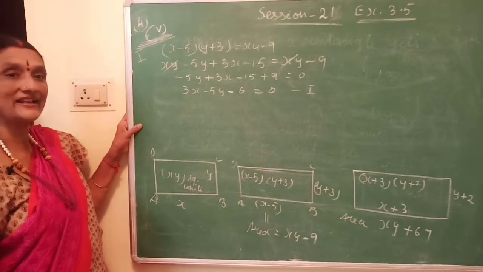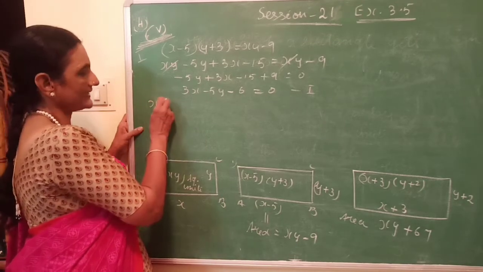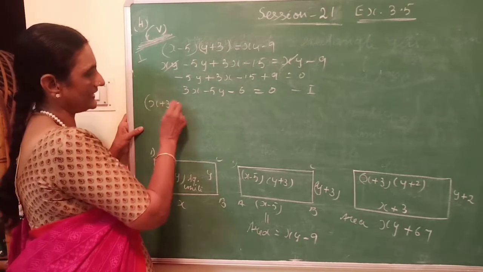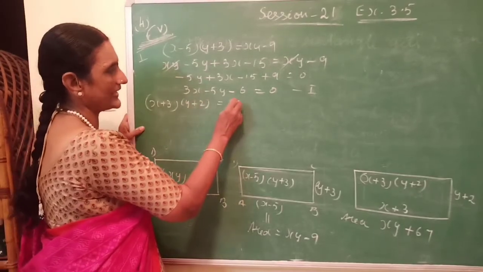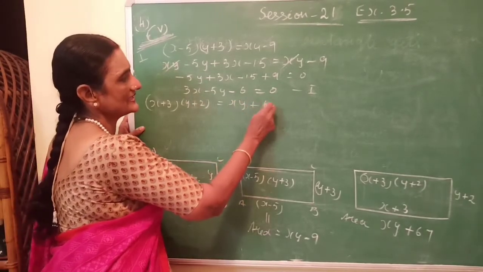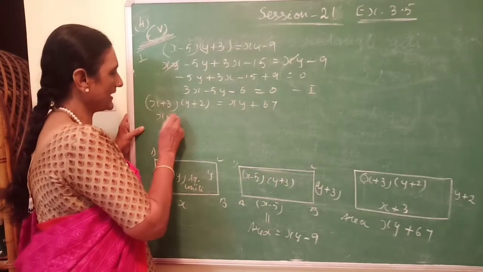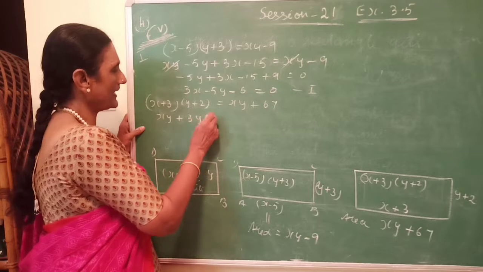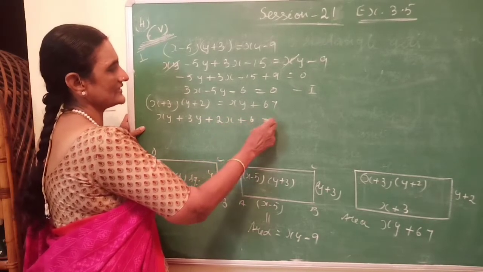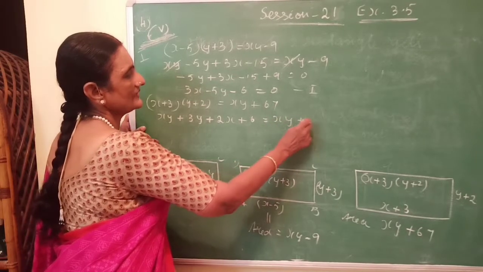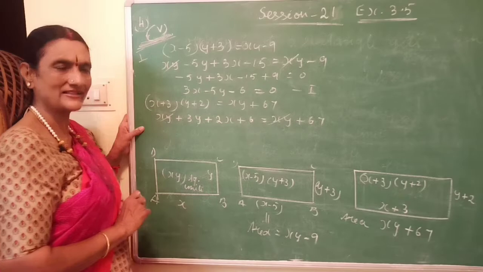Now we will go to the next equation. So what is the next equation? I get the area as (x plus 3) into (y plus 2), so that is equal to xy plus 67. Correct? Now multiply. You will get xy plus 3y plus 2x plus 6, which is equal to xy plus 67. So these two xy's get cancelled.